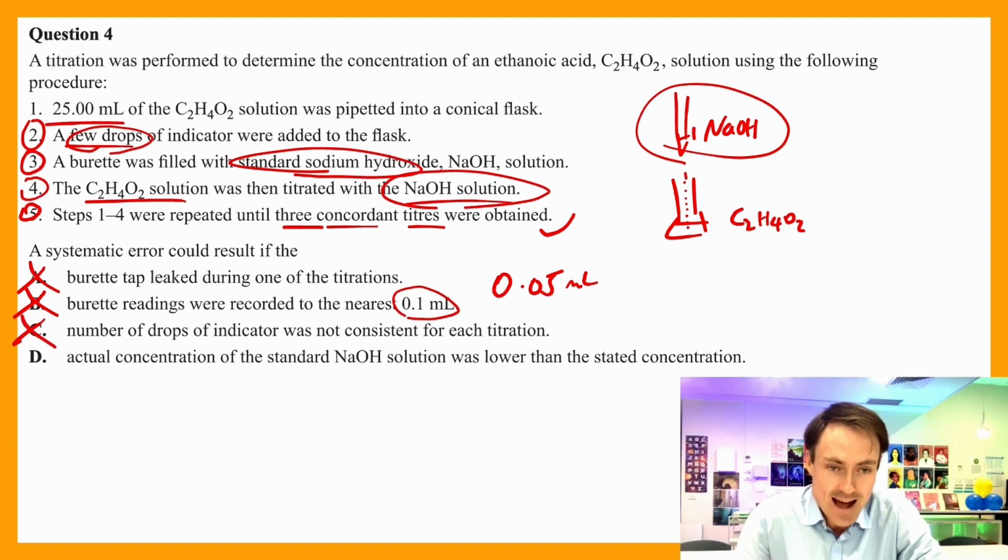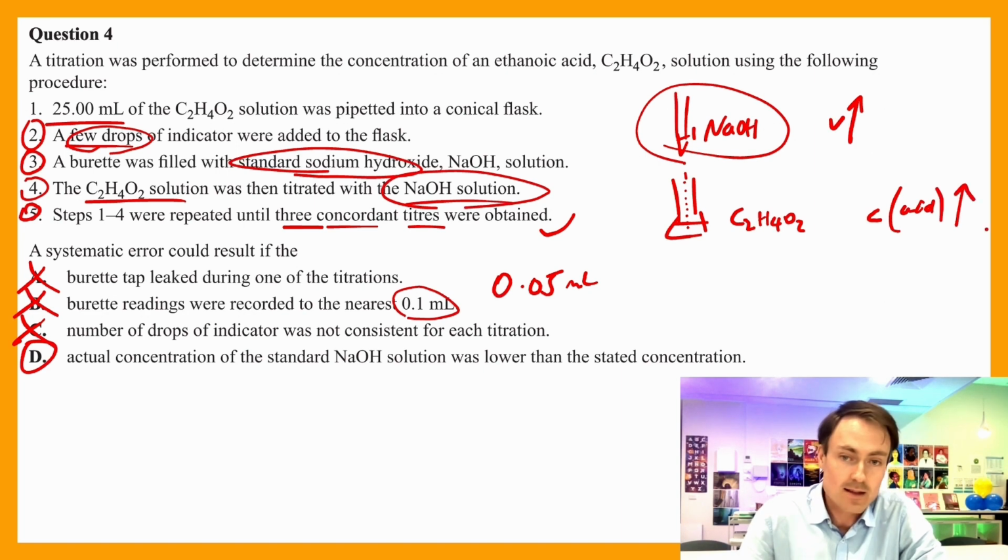Hopefully it's D. The actual concentration of the standard NaOH solution was lower. Well, yes, if your concentration of NaOH is actually lower than you think it is, then you're going to need to add a greater volume, and it's going to appear that the concentration of your acid is greater than it really is. It will result in an overestimate. So there we go. The answer is D.